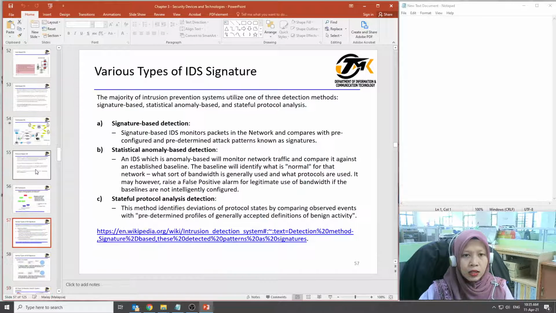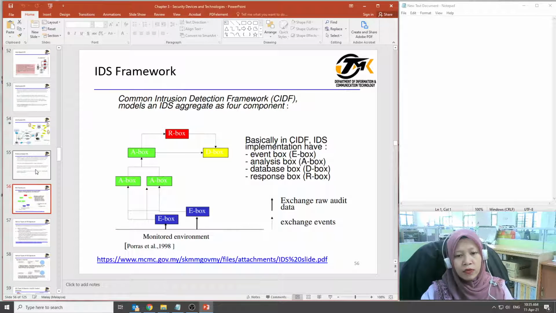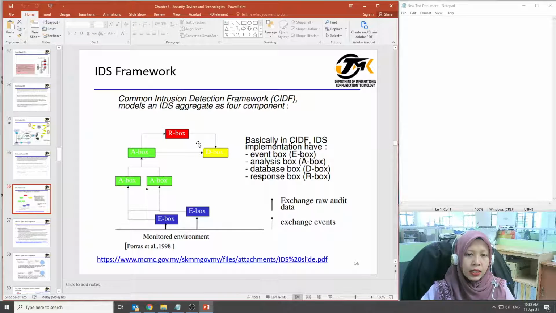So the IDS framework. I got this framework from the MCMC, the government of Malaysia. It is the common intrusion detection framework, which models an IDS as four components. One is the E box, the event component. The A box is the analysis component, the R box is response, and the last one is the database box. The database is what we call SIEM, the centralized store of all the log information.